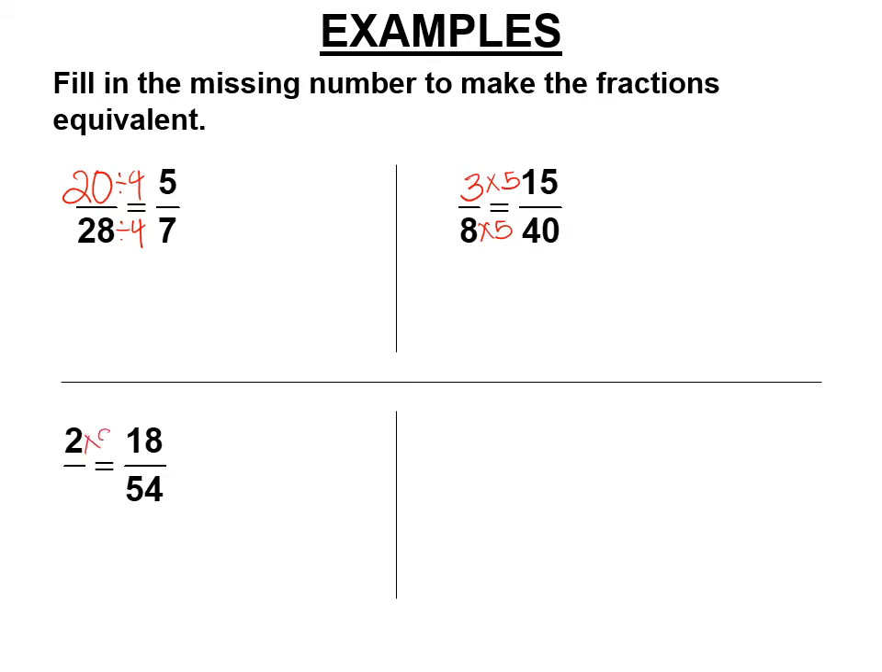2 times 9 makes 18, so what times 9 makes 54? 6. So notice 2/6 is not simplified, but it's still the number that has to go there. They're both equal to 1/3. 7 times 3 is 21, so what times 3 makes 12? Okay, it is 4. 7/4 is the same as 21/12.